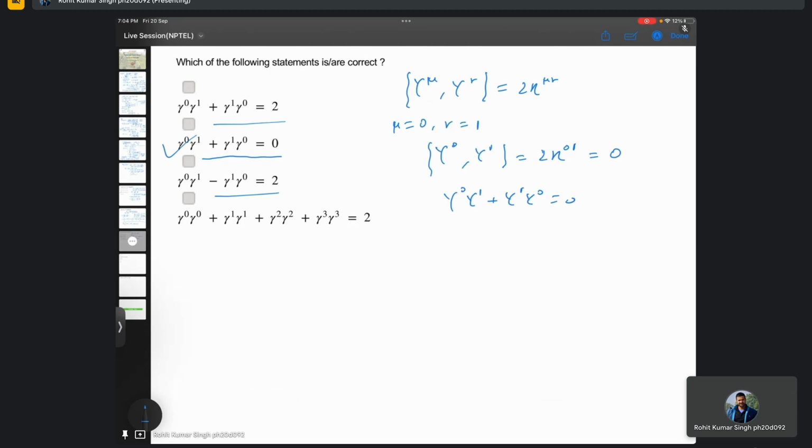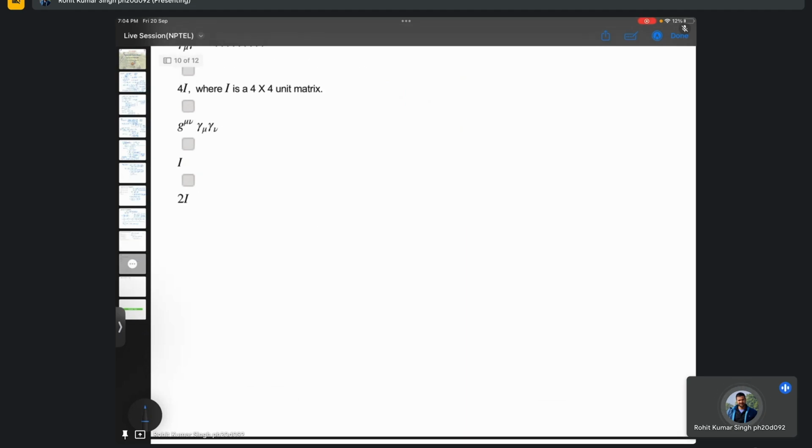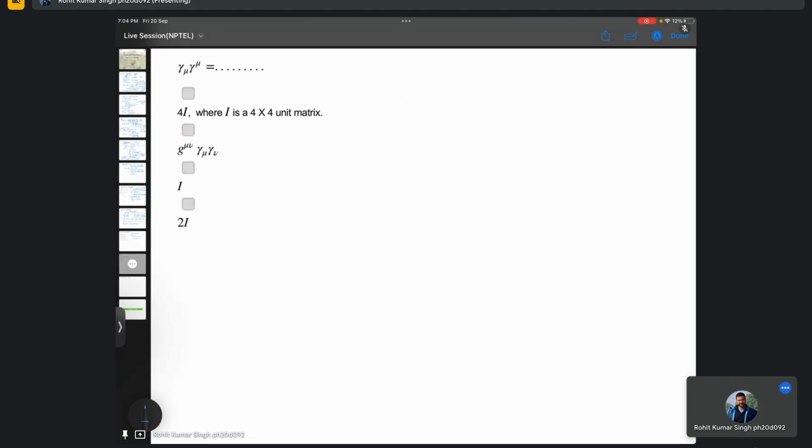Yes, sir. Okay. So then another problem. What about a summation of gamma matrices? I mean components of gamma matrices. So what is this? Can anyone try to solve? I want an answer from you guys. Anyone?